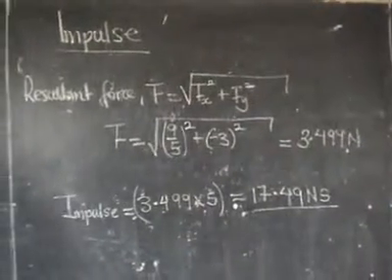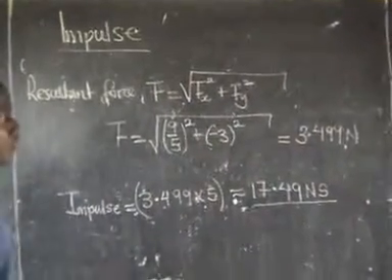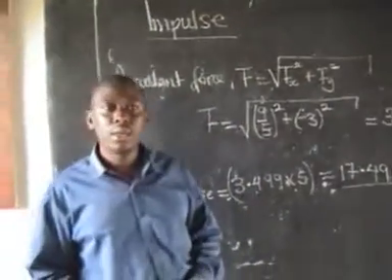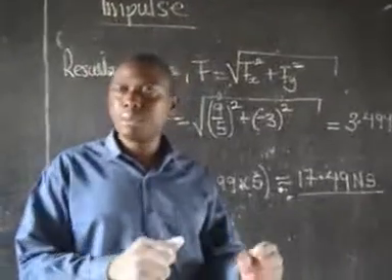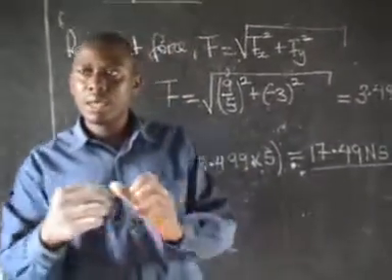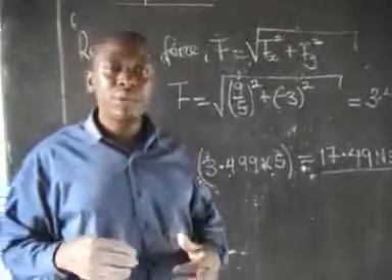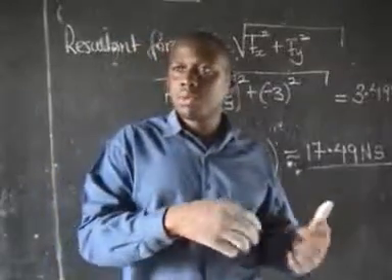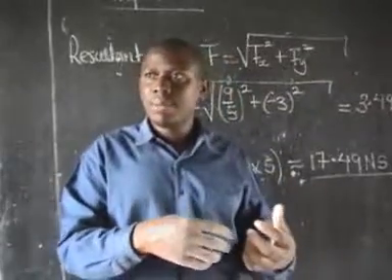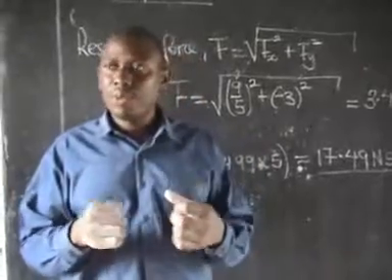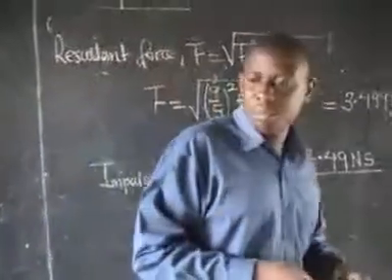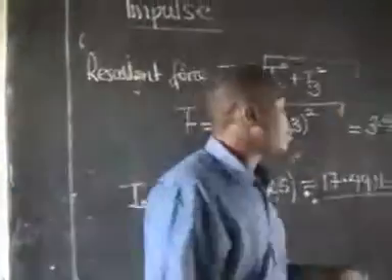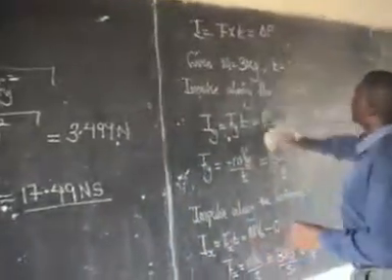Now going back to our first explanation, explain why when catching a fast moving ball you have to draw your hands backwards. Whenever you increase the time the body is brought to rest, the force will significantly be reduced.